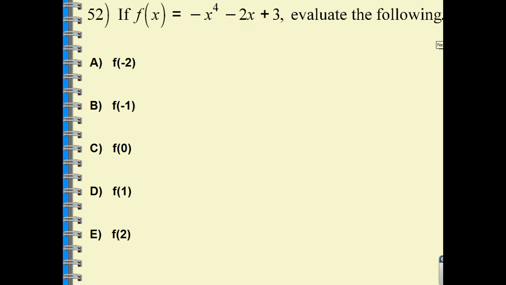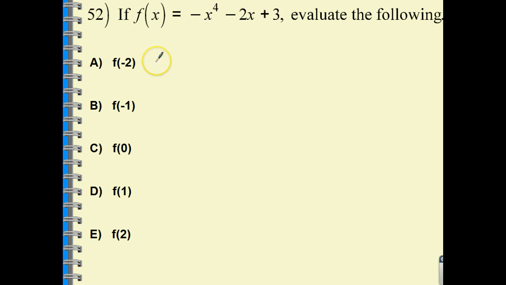Number 52 has multiple parts. If f of x is equal to the given expression, evaluate the following. So we're going to solve each one separately. This is a basic substitution. F of x is known as your y variable. F of negative 2. So the negative 2 is going to be inputted into the expression wherever you see an x. So we see an x here, and we see an x here.